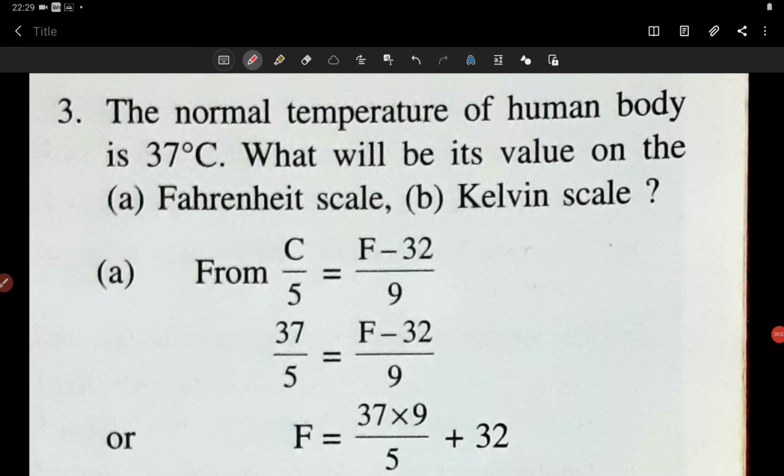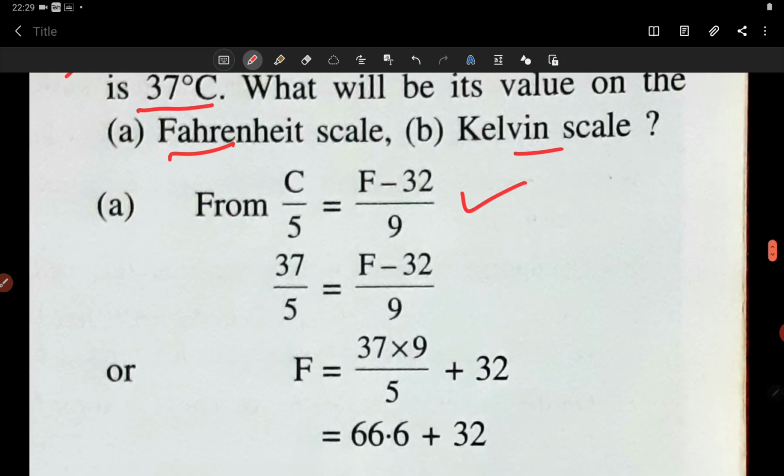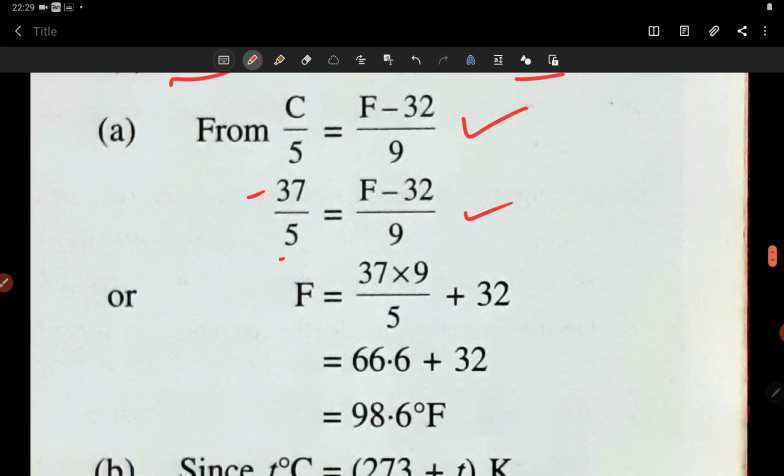Let us try to solve this. Number 3, this is from your book example. The normal temperature of a human body is 37 degrees Celsius. What will be its value on the Fahrenheit scale and then in the Kelvin scale? So as before, we can use this formula, which is C upon 5 equals F minus 32 over 9, and then replacing the value of C, which is 37 over 5, equals F minus 32 over 9.